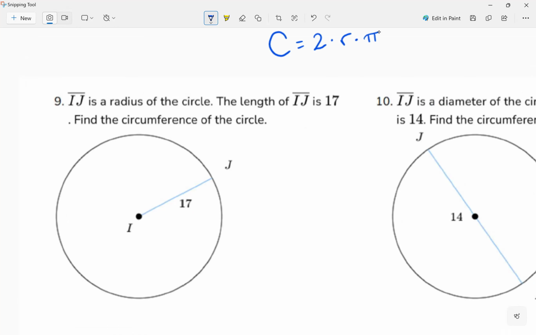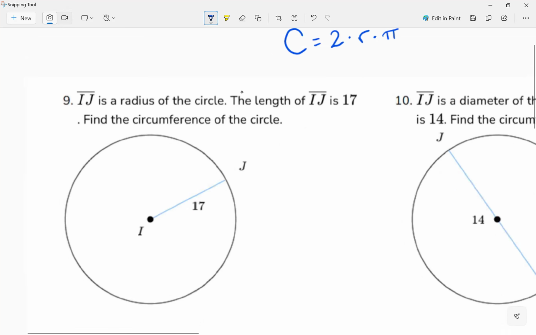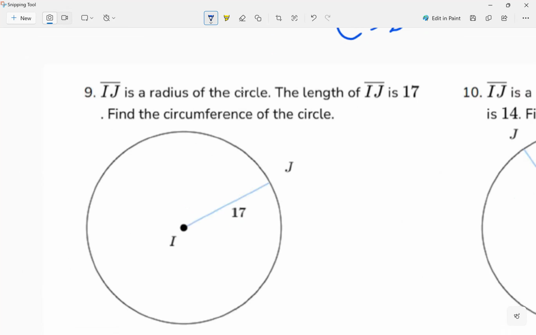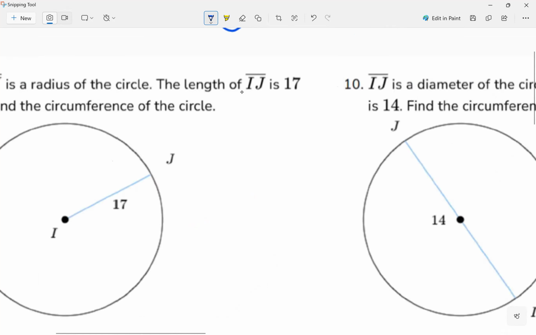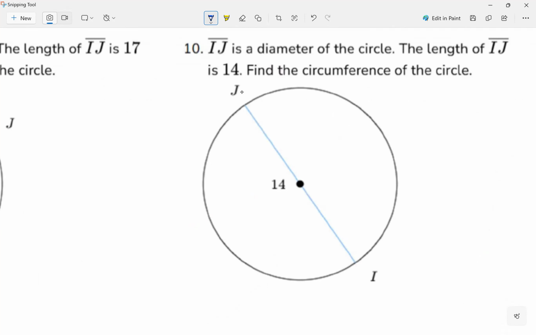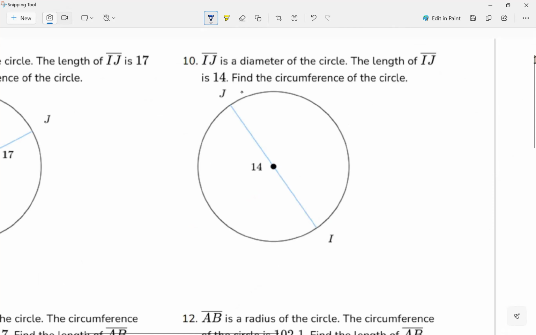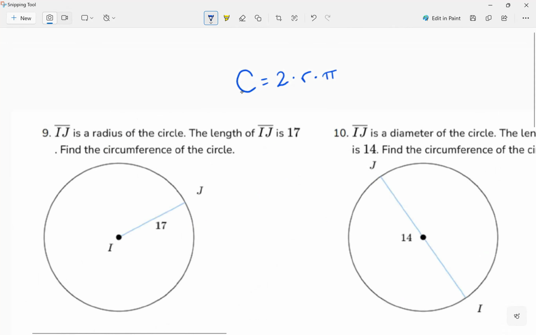Now, radius, remember, is the distance from the center of the circle to the edge of the circle. So here for number 9, for example, I gave you the radius. See how there it is. Now in number 10, notice I'm going to give you the diameter. The diameter is basically radius times 2. So whether you're given the radius or the diameter, you should be able to work this.